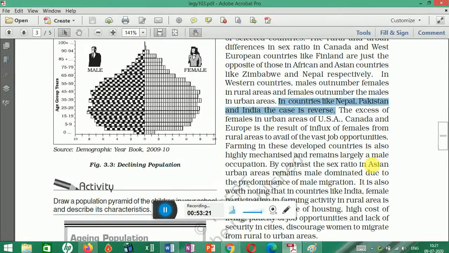Whereas in the European countries, there are more females in the big cities because the status of females is much higher there. They are more educated and the females are mainly migrating to the big cities for work and employment, whereas males remain in the rural areas for agriculture. In case of European countries, there is lots of machinery. Machines are used for cultivation and these machines are mainly run by the males, and that is why.